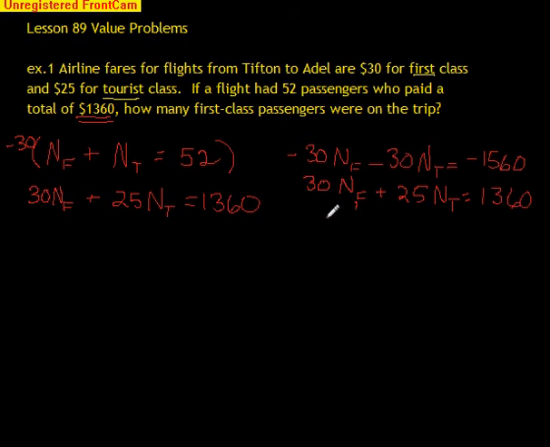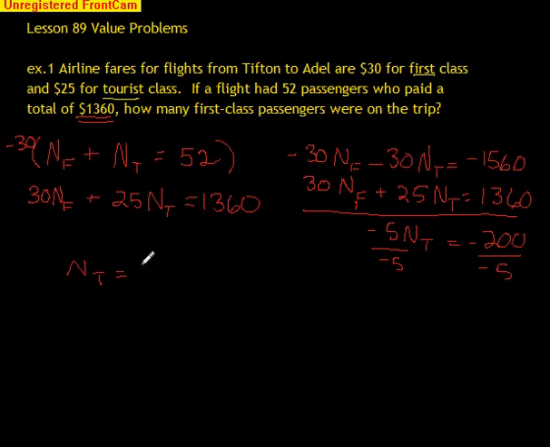So when we add these together, we get minus 5 number of tourists equals minus 200. If you come out with a negative answer and you're trying to figure out how many people, you probably did something wrong. But since we have negative on both sides, and we divide a negative by a negative, we're going to get a positive. So the number of tourists on the plane would be 40.